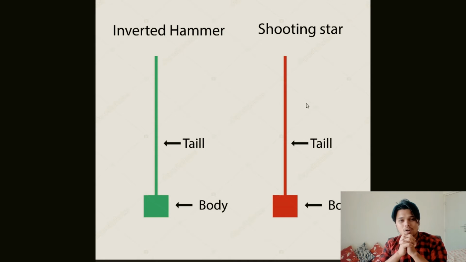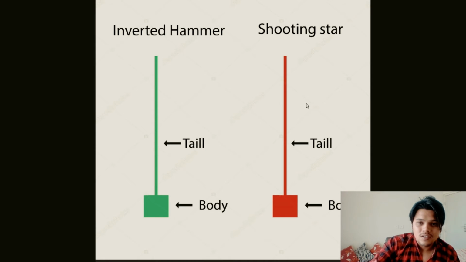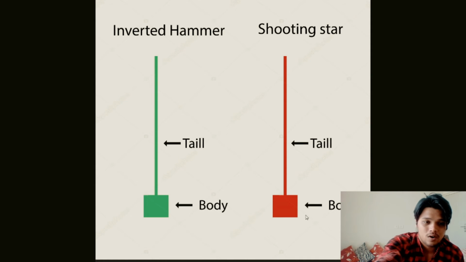First of all, we have here an inverted hammer. We have learned about this, and this is a shooting star. Both are the same. The tail is big, the body is small. So moving on to our next candlestick pattern.